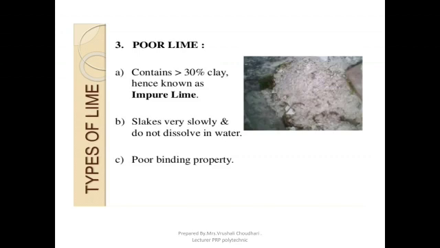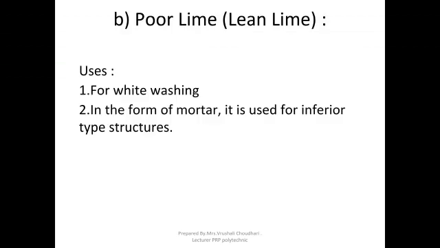It contains 30% clay, so it is also called impure lime. It slakes very slowly and does not dissolve in water. It has poor binding capacity. It is also sometimes used for whitewashing, due to the low cost, and low quality work can be done by using poor lime.